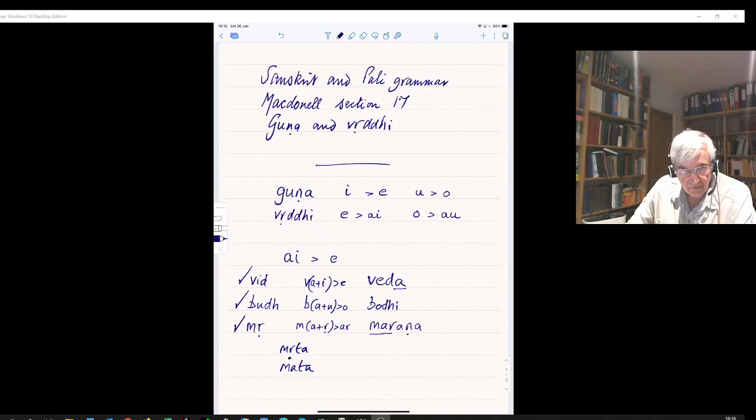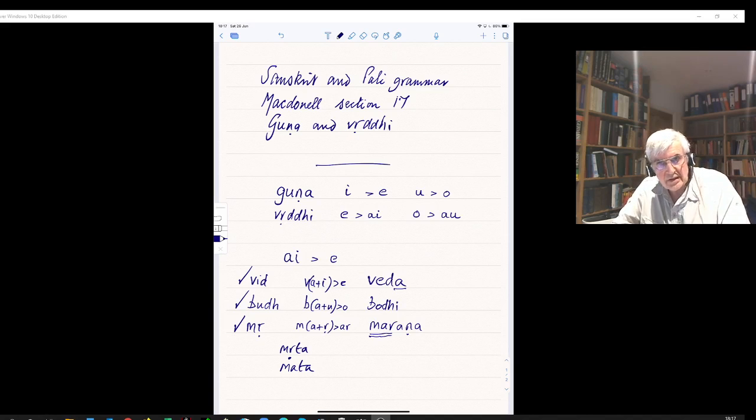Where's the r gone? If it's just in its r form, mrita, you don't have it in Pali, it changes to something else. But we see the r coming back in Pali in marana, which is dying. I mean, the process of dying is marana. So that is why knowledge of, I've said it so many times, where knowledge of what's happening in Sanskrit will completely explain what might otherwise be obscure and inexplicable in Pali.